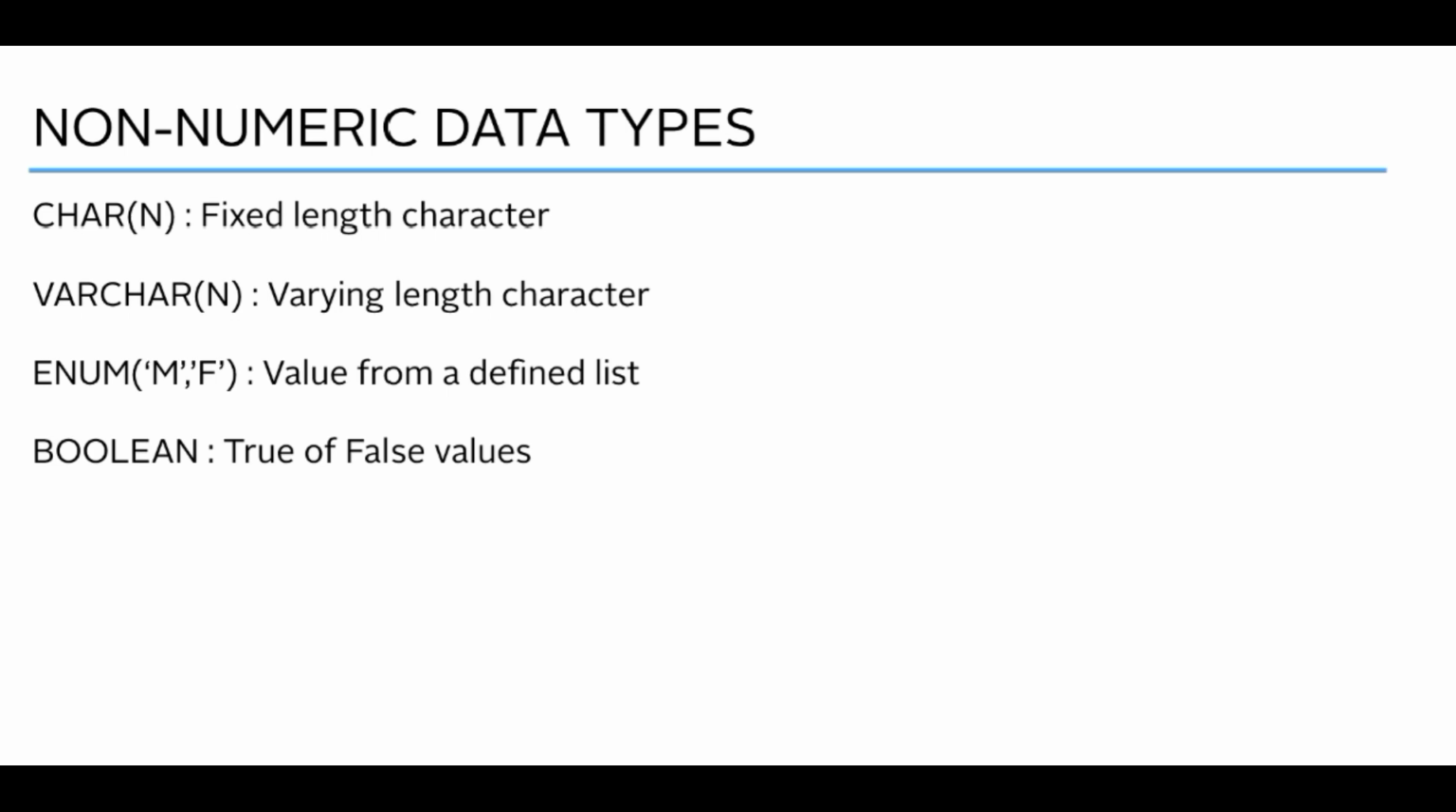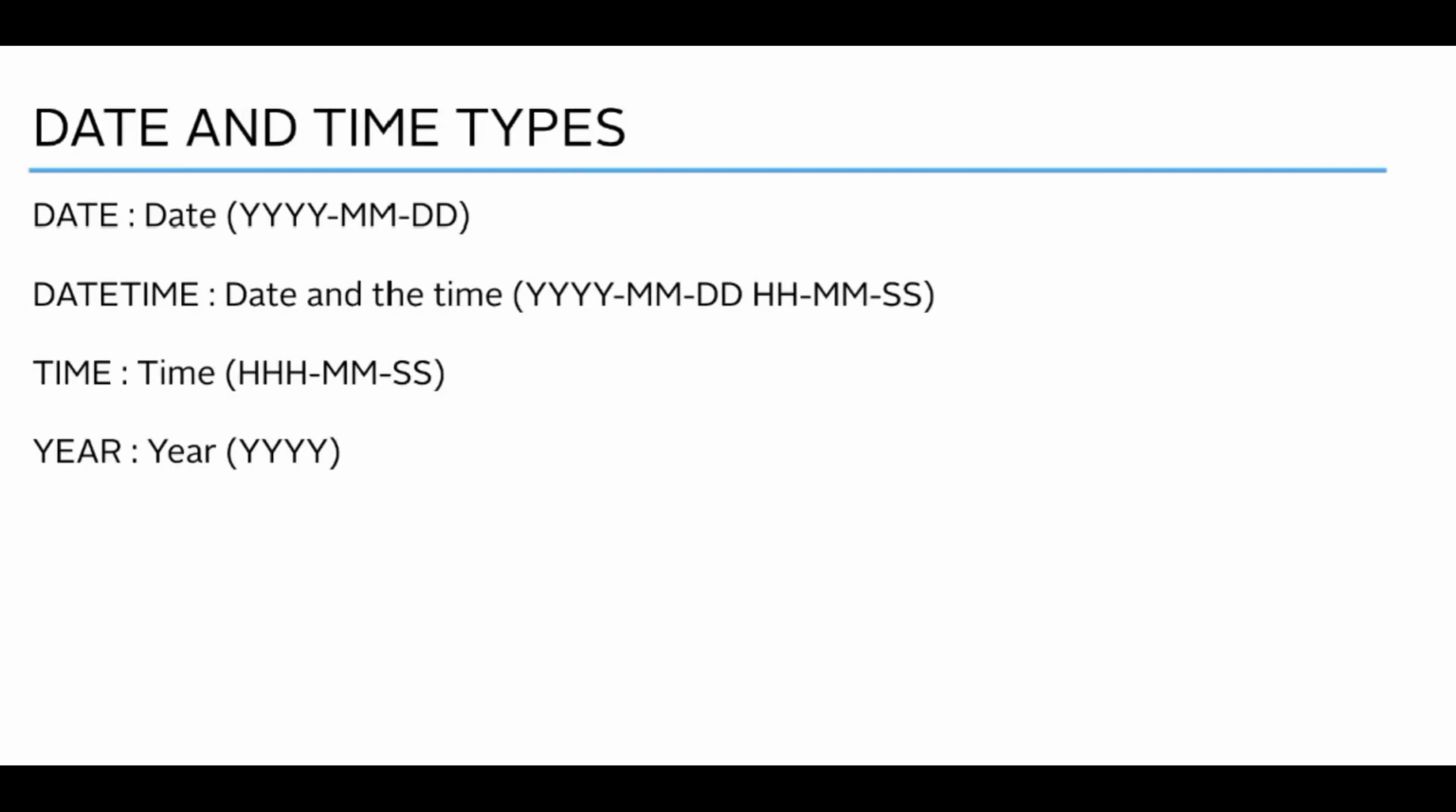And then the last non-numeric data type we'll look at is the Boolean, and this is for true or false values, so we can hold true or false. And this is good, for example, if you have a product table, you can have an in stock column, and that can be set to either true or false based on whether the product is in stock or not.